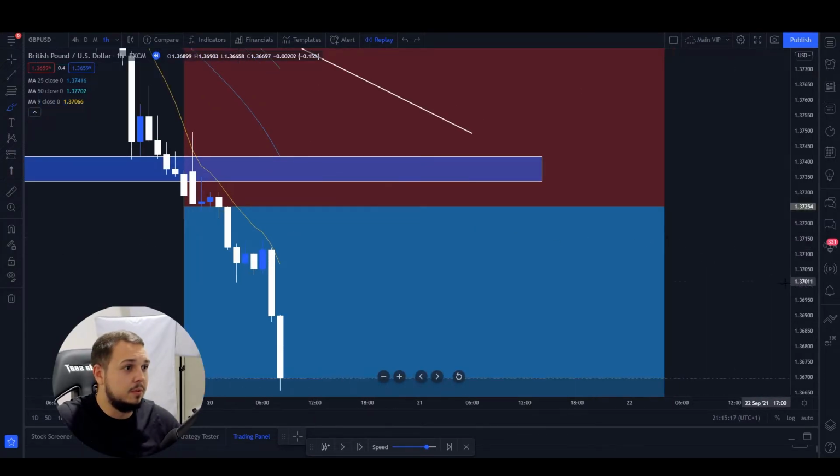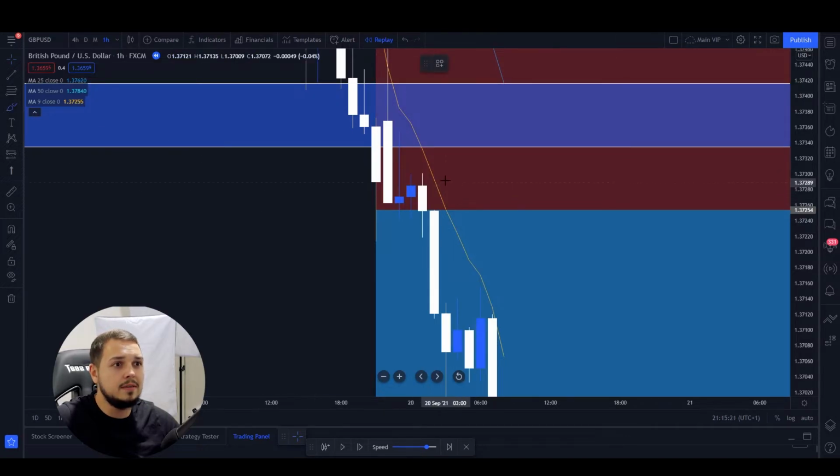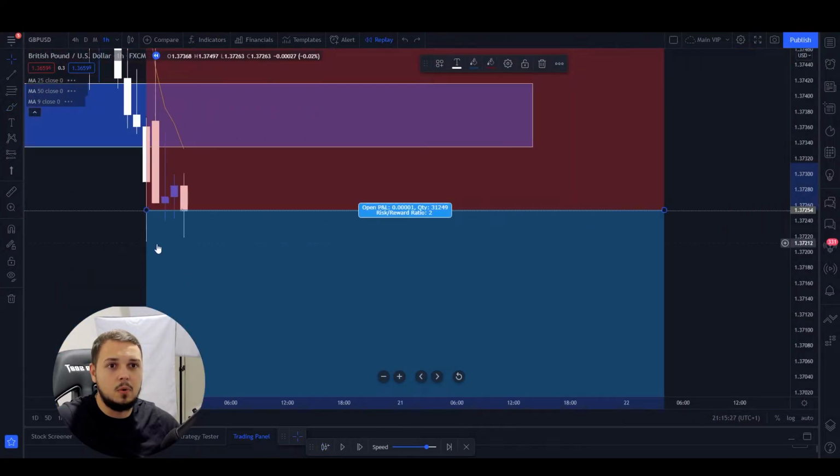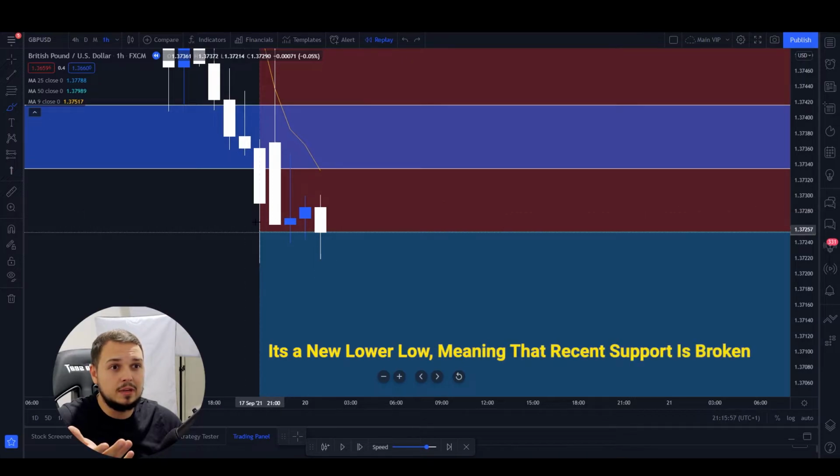What else was important on the 1 hourly time frame? As you can see, why is this area so important? We don't need to look at these candlesticks. Why was this area so important? So it was a new lower low. As you can see, it tried to break through this area zone.